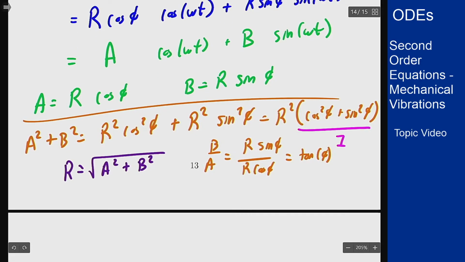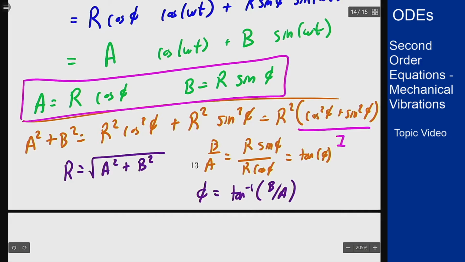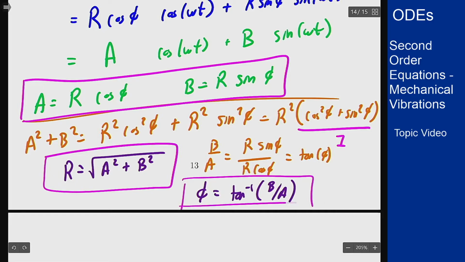So I can get phi as the inverse tangent of b over a, being careful about the quadrant that I need to make this work. So I can get from r and phi to a and b, and I can get from a and b to r and phi. It looks like polar coordinates. That's not a coincidence. So how does this relate to our second order equations?